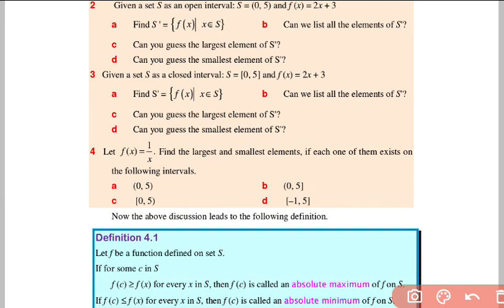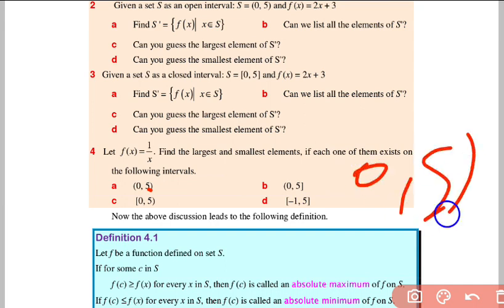Number 4. Look here. Let f of x equal 1 over x. Find the largest and the smallest elements, if each one of them exists, on the following interval. If each one of them exists, you have to list it.